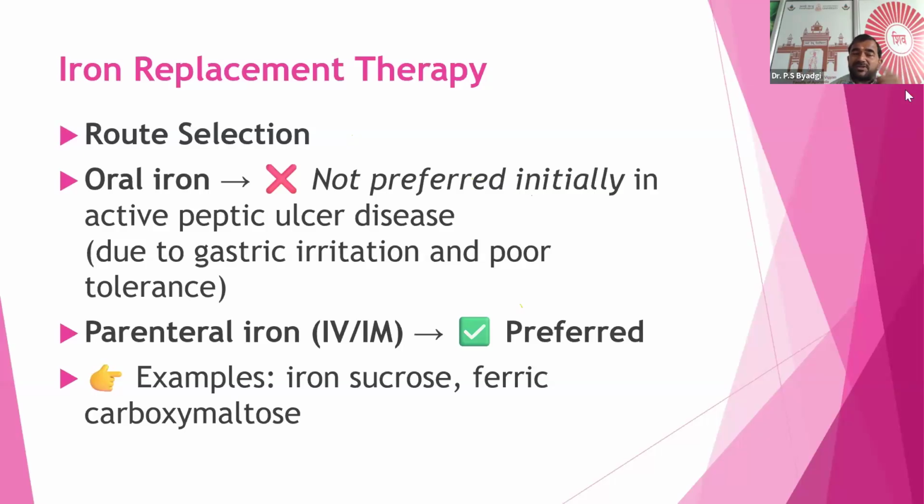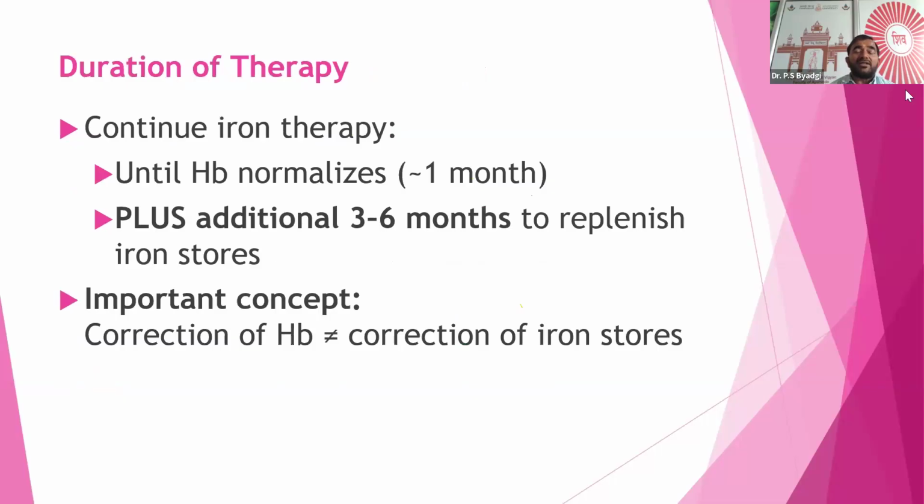So that's why in these patients, the patient should be treated with parenteral iron, either through IV or IM. The preferred examples are iron sucrose and ferric carboxymaltose. Continue the iron therapy until the hemoglobin normalizes, up to 1 month, plus an additional 3 to 6 months. Very important: once the patient reaches the normal stage, don't stop the treatment. Continue for another 3 to 6 months to replenish the iron stores.